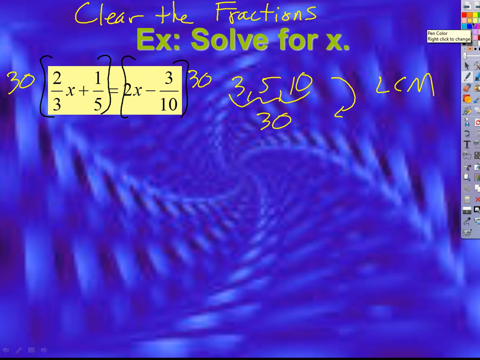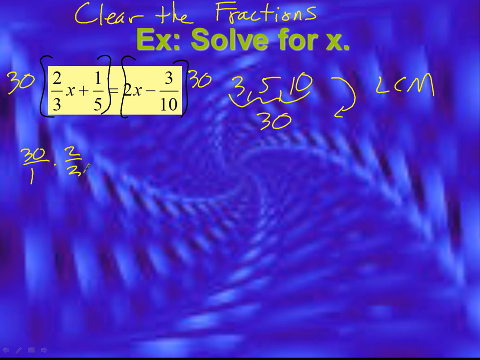Okay, if I distribute the 30 to the 2/3 x, that's just multiplying 30 over 1 times 2 over 3, x, right? Distribute it to the 1/5. I get 30 over 1 times 1/5. On the other side, 30 times 2x. Well, that's easy. That's no fraction, right? That's just 60x.